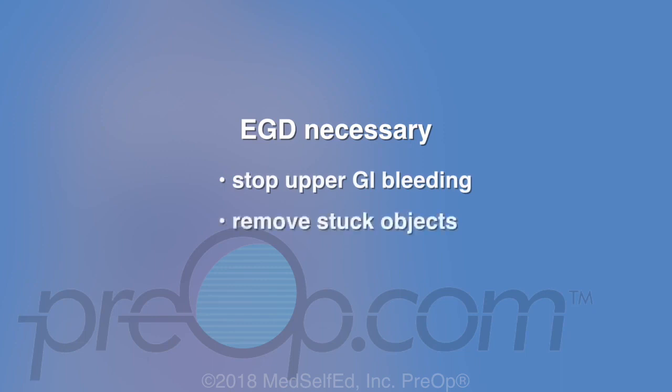An EGD can be recommended as necessary to treat some problems. With an EGD, a doctor is often able to stop severe upper GI bleeding. In other situations, food chunks and other stuck objects can be reached and gently removed. An EGD can also be used to stretch and dilate an esophagus that is narrow from scar tissue or other problems.